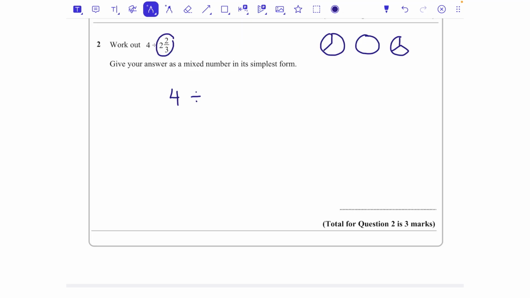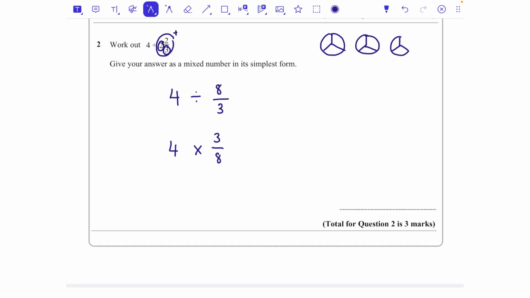So you've got 3/3 every time you have a whole. So we do the big number times the bottom number, because 2 wholes is 6/3, so 2 times 3 is 6. Add on that top number. So 2 times 3 is 6, add the 2 is 8. So 2 2/3 is 8/3. And then we're going to do 4 multiplied by 3/8.